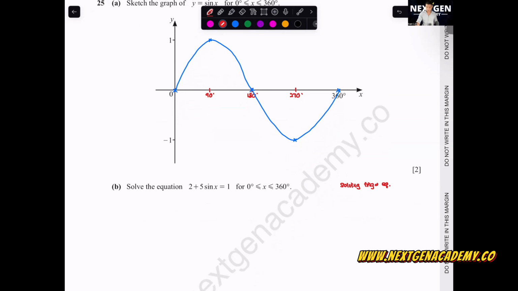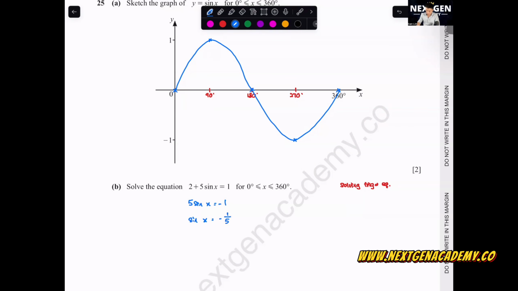Okay, how to do this solving trigo? You need to remember the steps. First thing, you're going to rearrange the equation to make sine, cos, or tangent at the left-hand side. So 2 plus 5 sine x equals to 1. 5 sine x is equals to -1. Sine x is equals to -1/5.